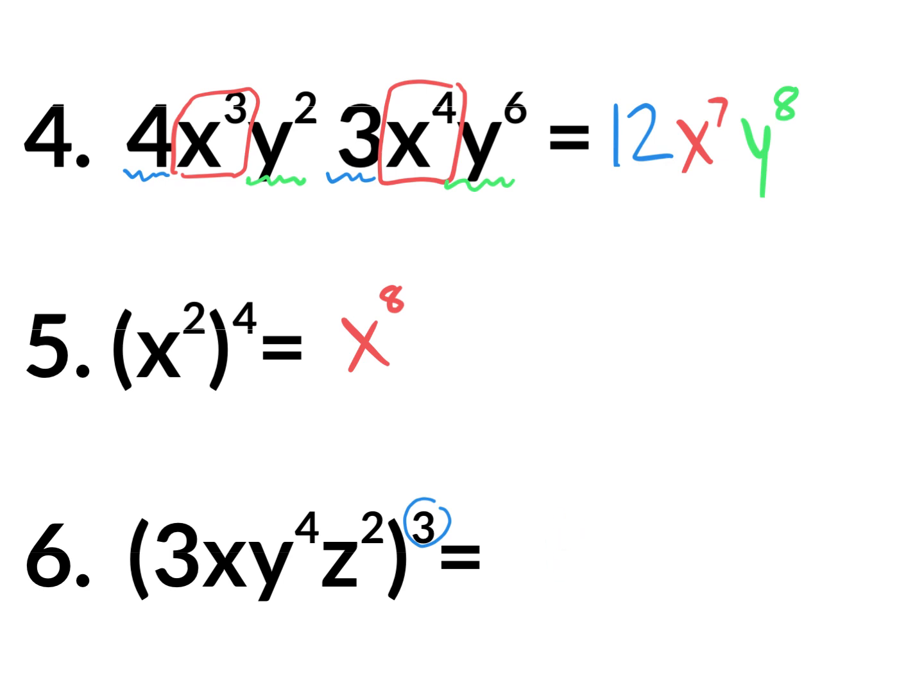That's incorrect. There's really an invisible power of 1 on 3, an invisible power of 1 on x. So when you distribute power to a power, you multiply. So 3 times 1 is 3. So what you really have is 3 to the 3rd power. And then we distribute 3 times x, and then we'll have x to the 3rd power. Again, because 1 times 3 is 3. And then we distribute and get 3 times 4. That'll be a y to the 12th.